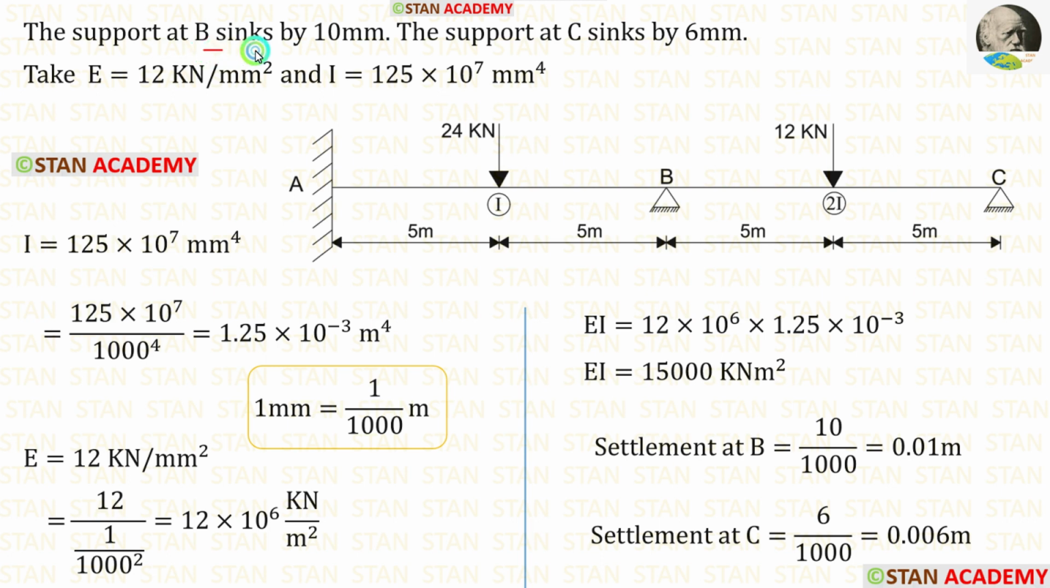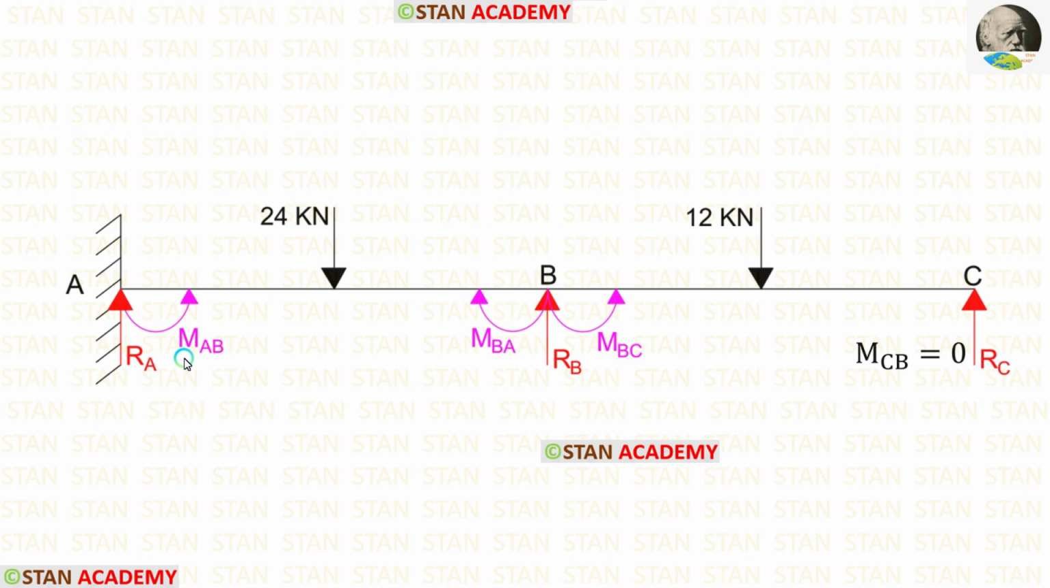The settlement at B is given as 10 millimeter. Let us divide 10 by 1000 so that we will get 0.01 meter. In the same way, let us convert the settlement at C. When we divide 6 by 1000, we will get 0.006 meter.